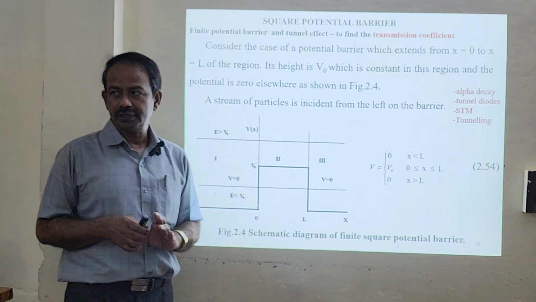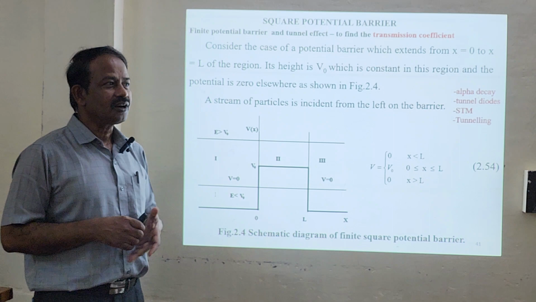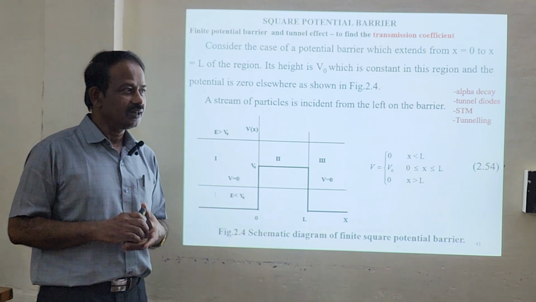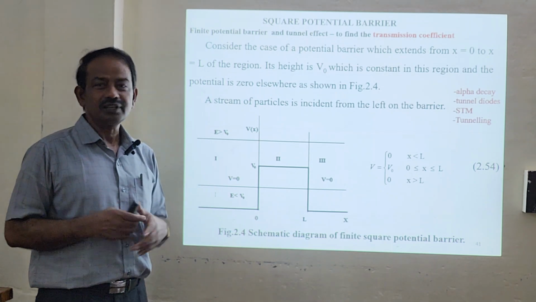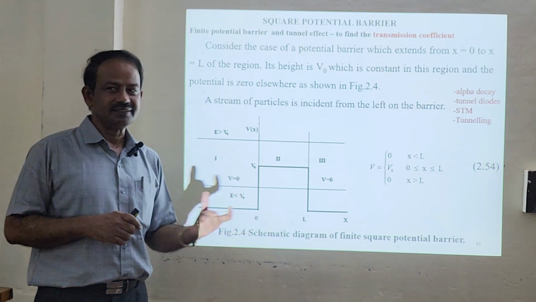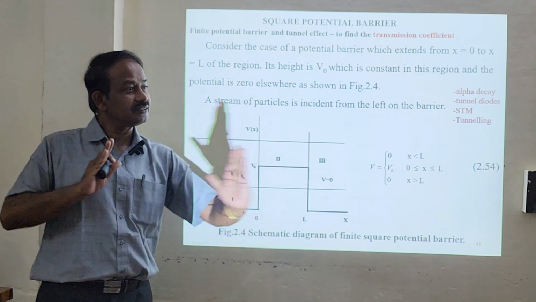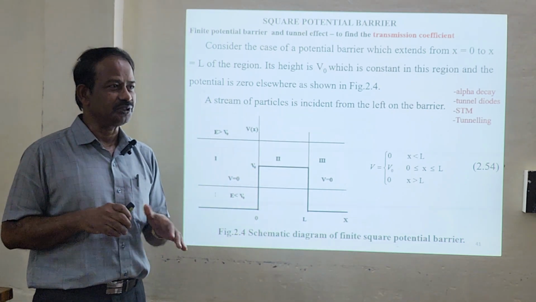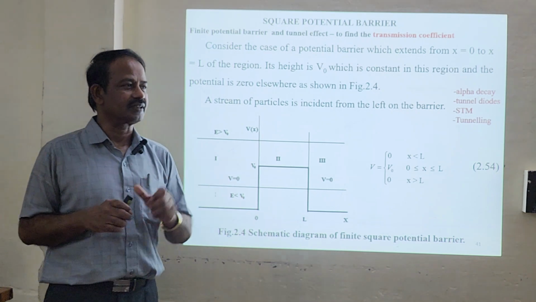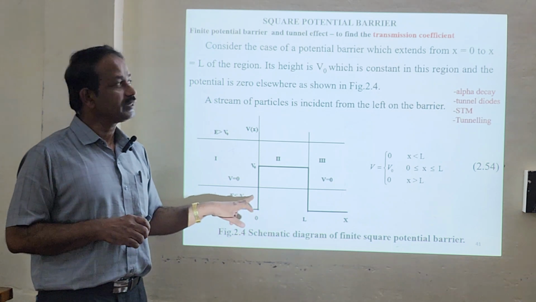We are going to see in detail the transmission coefficient: how far the wave function can be transmitted through the barrier, how long it can transmit, and what factors it depends on. Of course, it depends on the barrier size. If the barrier is very thin, it can easily penetrate. If the barrier is very thick, it's very hard to penetrate. So it depends on the barrier size, and of course it depends on V0 also.